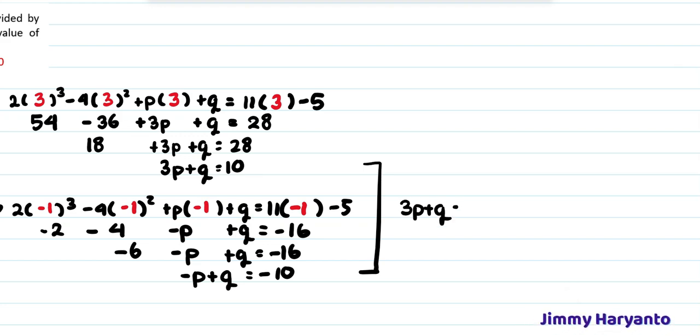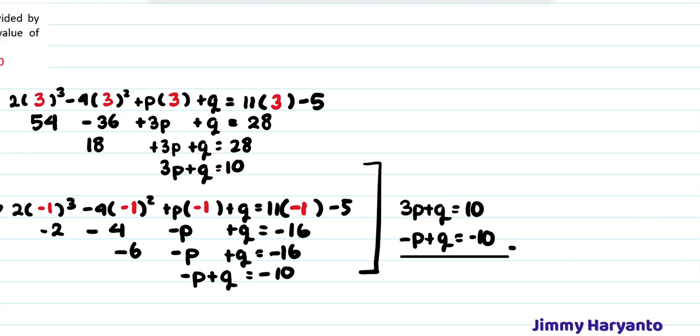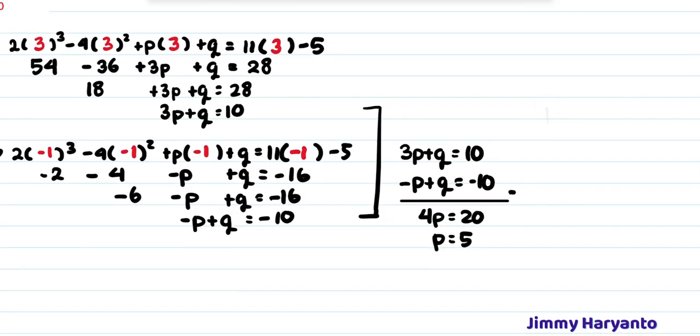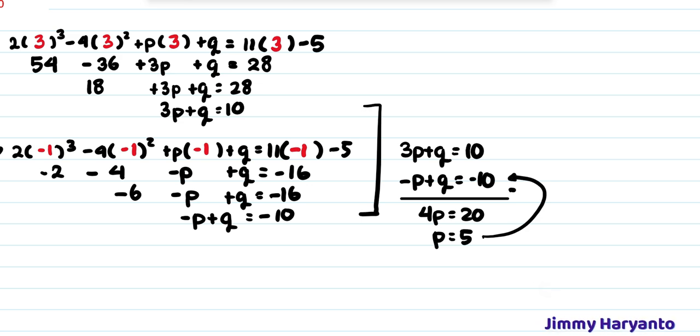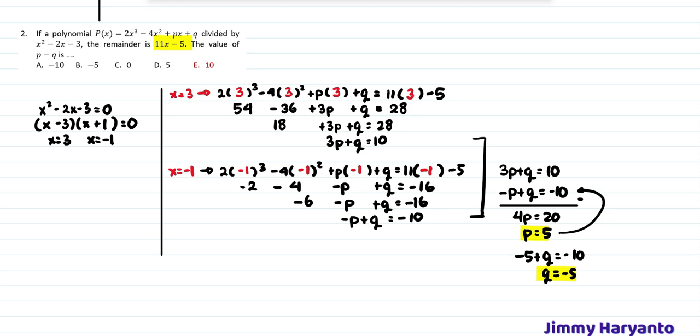After that, you only have to use the elimination method to solve this. 3p plus q equals 10, and negative p plus q equals negative 10. Then you subtract them, you'll have 4p equals 20, p equals 5. Then you input it right there, you'll have negative 5 plus q equals negative 10, so q equals negative 5. There you go, it is our p and q. The question wants you to find p minus q. P minus q equals 5 minus negative 5. Be careful with that one. So you'll have 10 as the result.